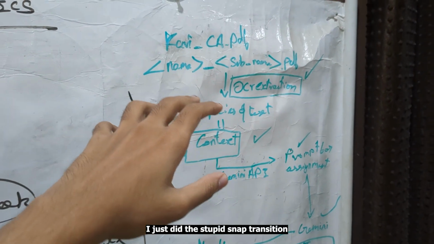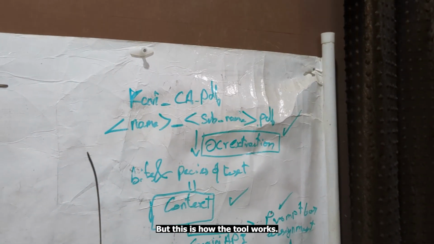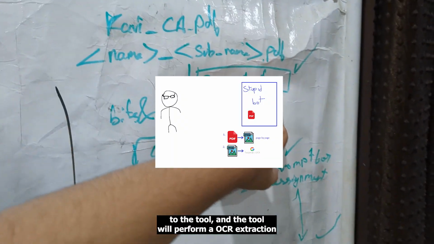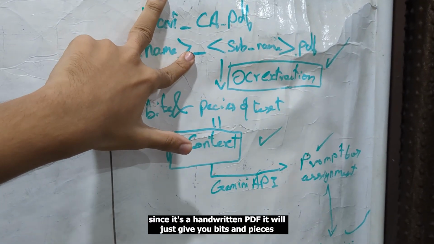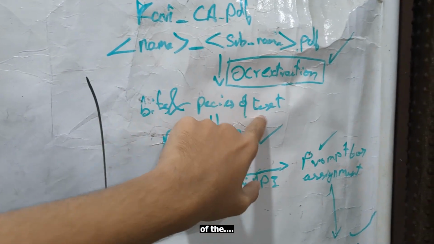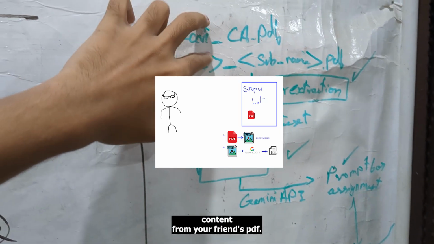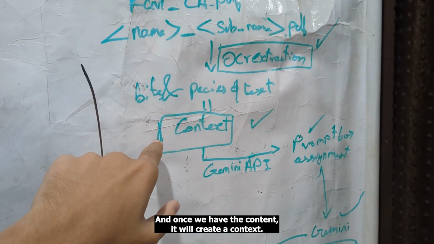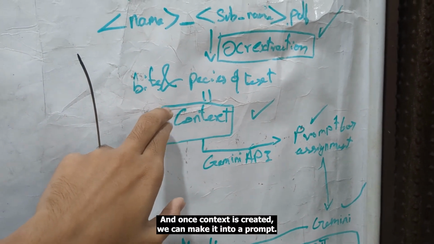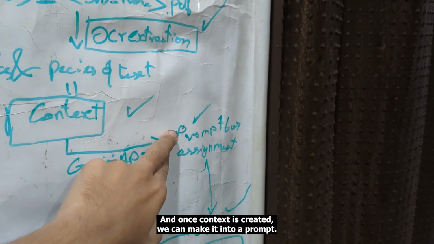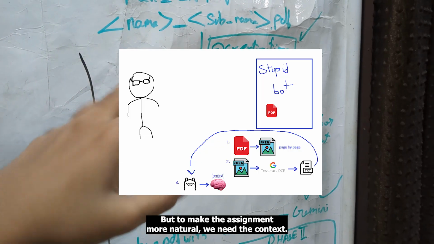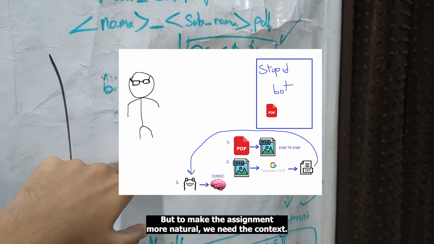Okay, I just did the stupid snap transition, but this is how the tool works. First, we'll upload your friend's PDF to the tool, and the tool will perform an OCR extraction. Since it's a handwritten PDF, it will just give you bits and pieces of the content from your friend's PDF. And once we have the content, it will create a context. And once the context is created, we can make it into a prompt. We can make the prompt without the context, but to make the assignment more natural, we need the context.